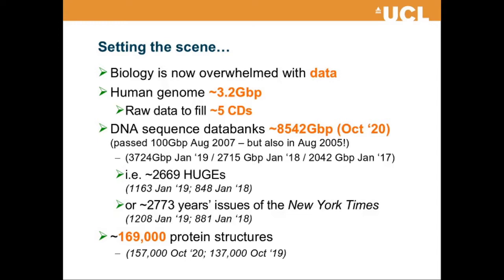That's also equivalent to nearly 2,800 years worth of issues of the New York Times. And that's a really kind of large, thick newspaper, particularly at the weekends. We also have about 169,000 protein structures. So we really have huge amounts of data, and this is before we consider any of the omics data that are available now, and things like specialist resources, for example, the deep sequencing of antibody repertoires.